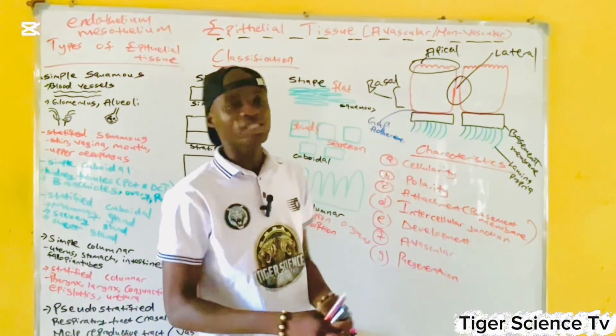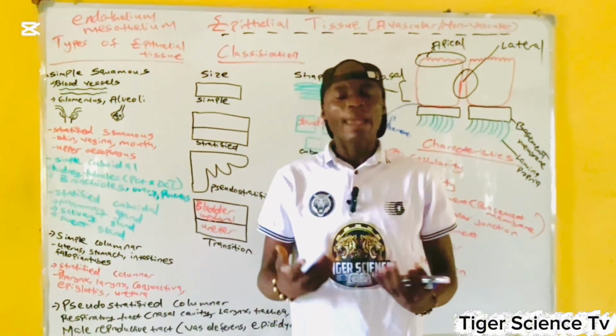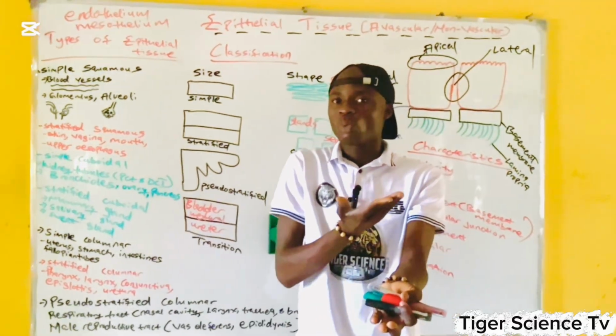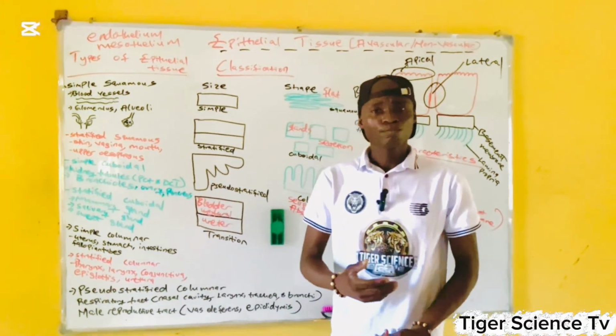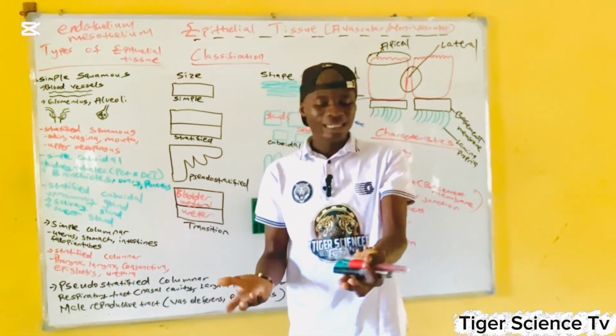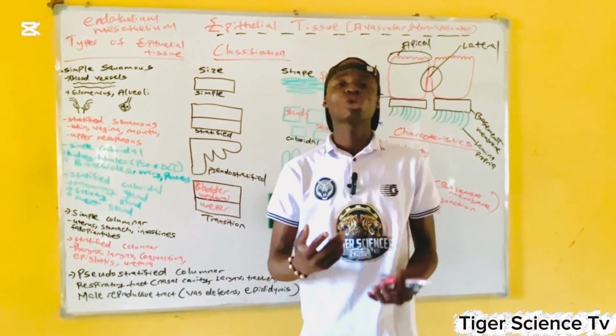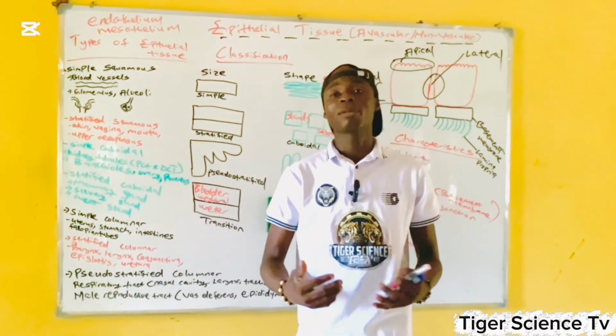Now, let me discuss epithelial tissue in a very brief moment. Epithelial tissue: epi always means at the top. That is the meaning of the word. When you say epithelial tissue, what does that mean? Epithelial tissue is a type of tissue that lines the external and internal surfaces of the body, and it is also found in glands and organs.